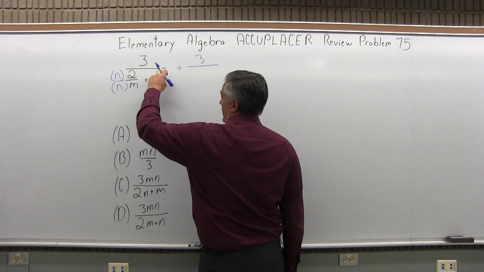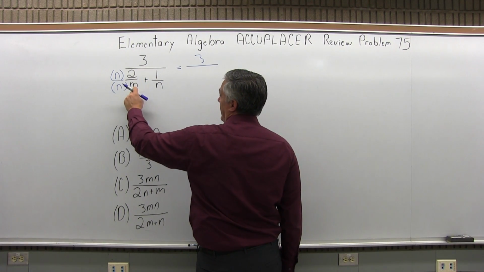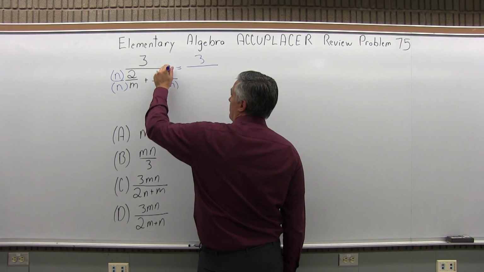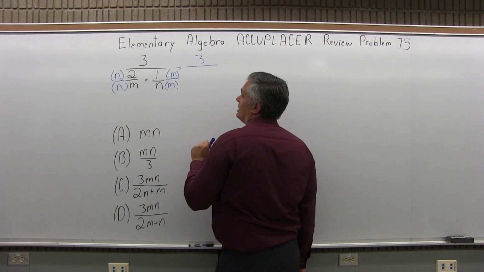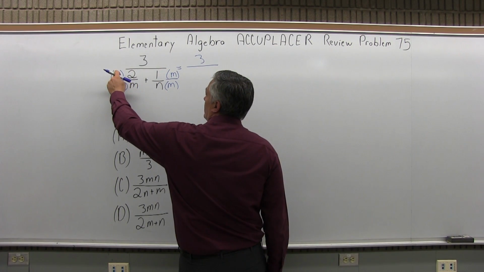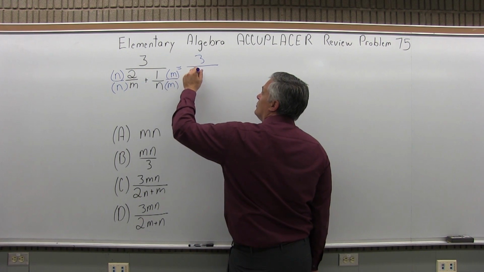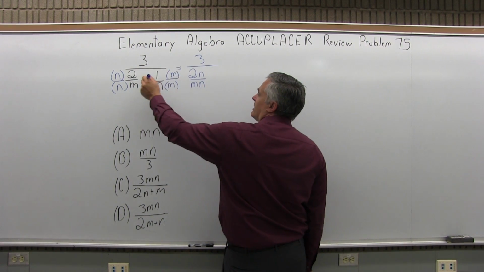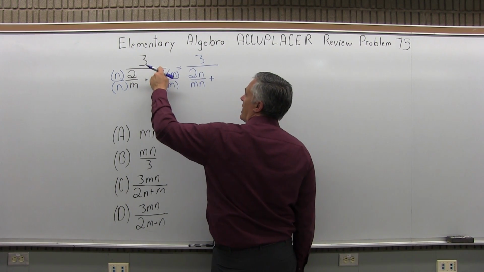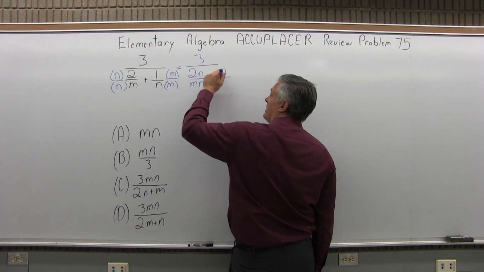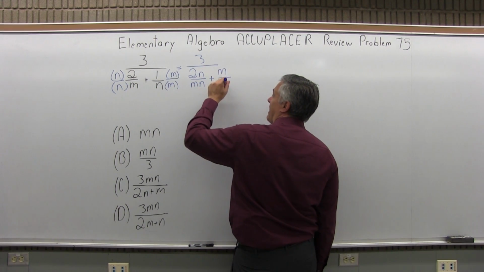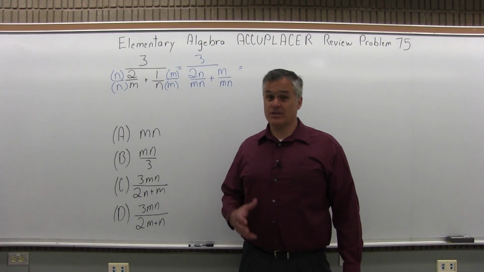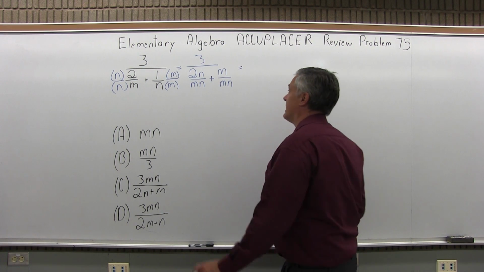And then the second fraction, 1 over n, I want nm or mn as my common denominator. So I'm going to multiply top and bottom times m. So now n times 2 will be 2n, and it's going to be over mn. And then I'm going to add the second fraction, 1 times m is just m, and that's going to also be over mn. So in the in-between step, I actually made it look worse, but it will get better. Watch what's going to happen next.